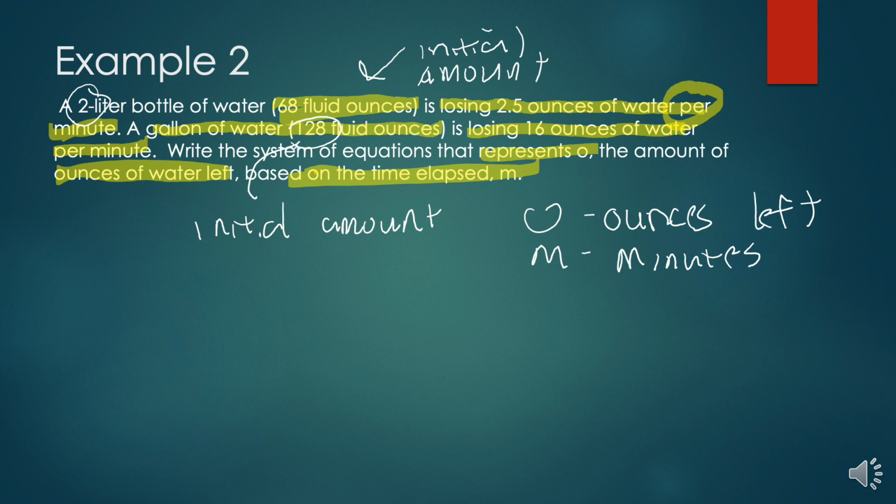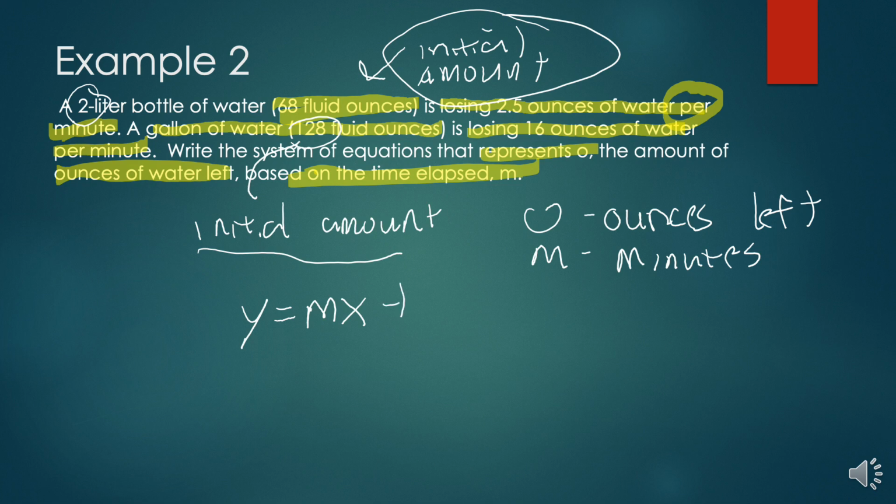Now I could go ahead and write my equation. So now that I know that I have initial amounts as opposed to totals, that means I could use slope-intercept form, which is y equals m times x plus b.